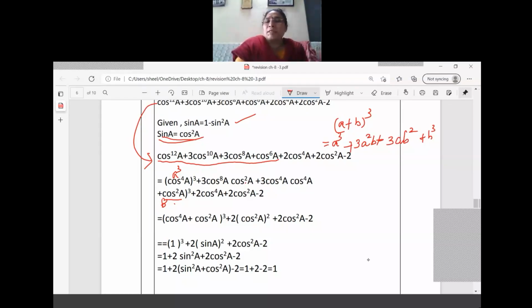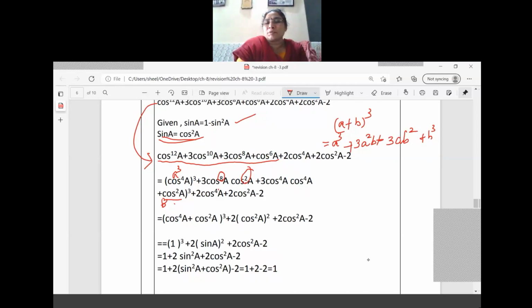Now what is the remaining term? Cos square a only. Then only 10 will come. Exponents rule, you know that 8 plus 2, right? So we should get 10, the a square form. So 3 cos raised to 10a we got. So we are writing this one.